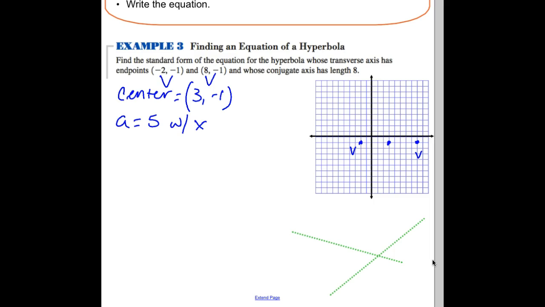Then it says the conjugate axis has a length of 8. What does that tell me? That what's going to be 4? That's our B term, yes. The conjugate axis is basically 2B in length. All right, so that means B has to be 4. And if A went with X, then B is going to go with Y, in the Y direction. Okay, so let's mark off 4 in the Y direction from our center point.